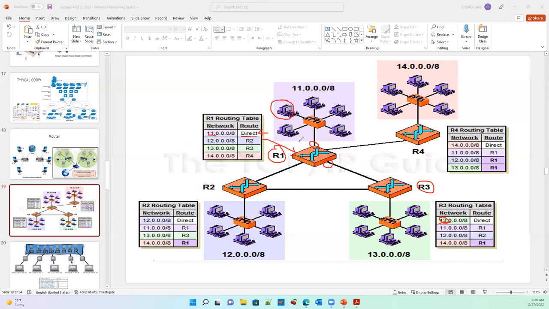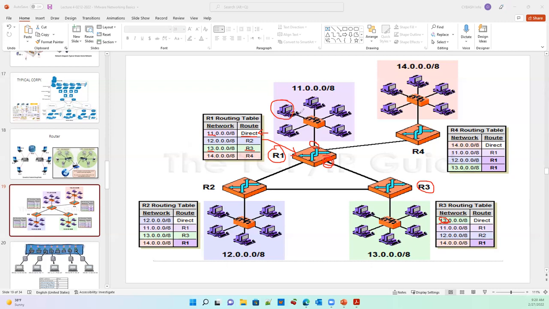And then this guy looks and says, okay, let me check. 12, no, you want to talk to 13? Oh, 13, here. So how do I get there? Let me check which route I take. Oh, it's in router three. Router three is connected to my port two. Okay, I got it for you. Let me route it for you.